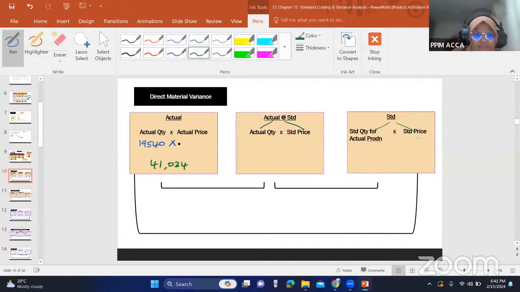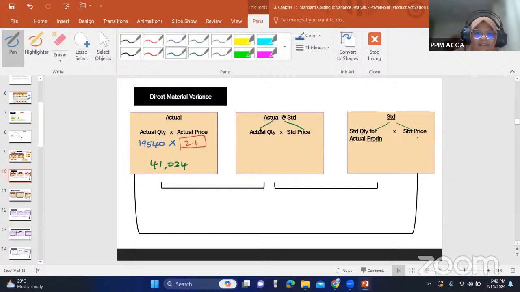So 19,540, when I multiply it by the price per liter, the answer should be 41,034. So if I want, I can divide 41,034 by 19,540 and figure out what is the actual price I paid per liter. So let me get that as well. Correct, 2.1. Okay, so the actual price, I'll change the color, 2.1. It may or may not be important. I'll just box it because it was a figure that I calculated.